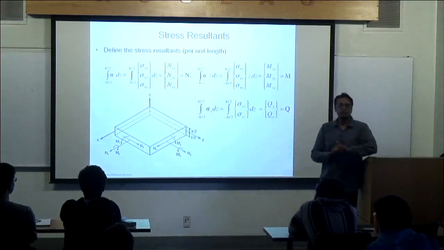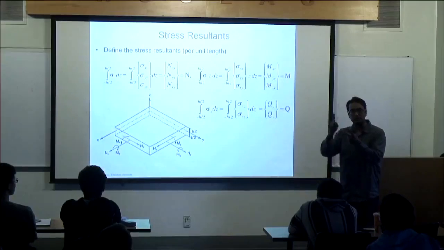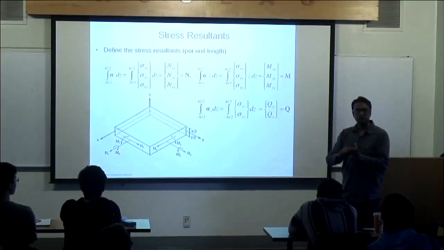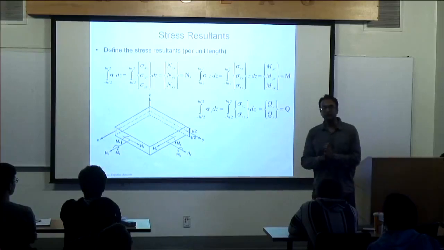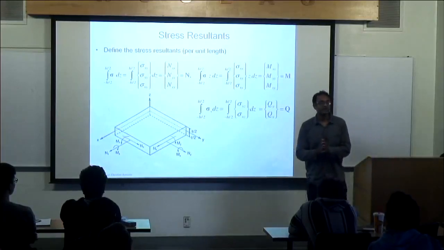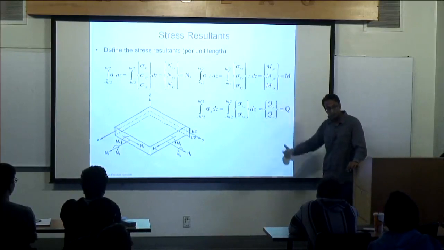In Nastran, can you confirm? They'll give you the N's, the M's, and the Q's, I think. All of them, right? Yeah. So you'll get all of them. You'll get 6 plus 2 more, you'll get 8. So not making that up. It's true. These ones, the shears, the transverse shears.